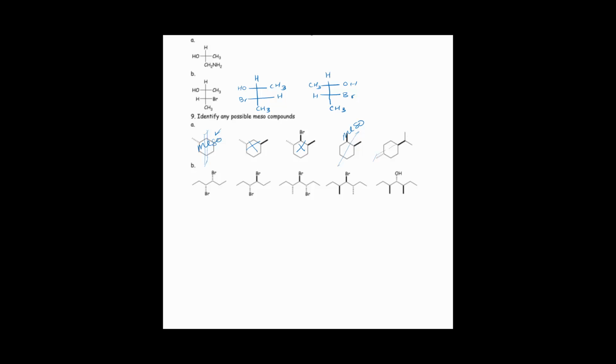This compound does have a plane of symmetry, but it does not have any chiral centers because both sides of the ring are equivalent. So there are no chiral centers. We can't call it a meso compound. For B, it might be easier if we look at this, well, if we draw this compound here this way, and then we keep one of the bromines here. So what I've done is I've rotated around this bond. The other bromine comes out towards us. So this is not meso.